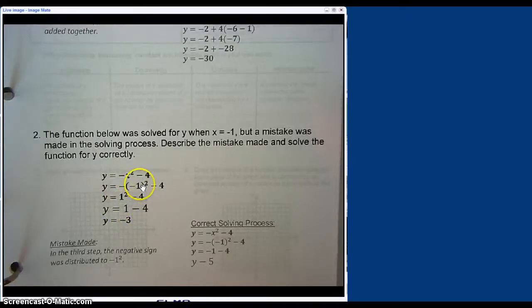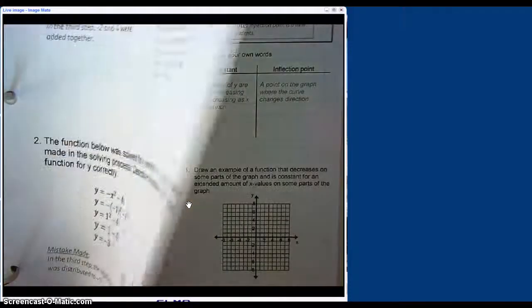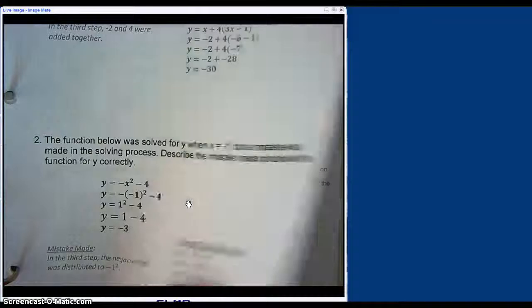Let me say that again. You would square the -1 first. -1 times -1 is +1, but that right there is like saying the opposite of -1 squared. So this actually should be a -1 right here. So go ahead then and turn to your binders to the activity for the day, which is 4.3a.